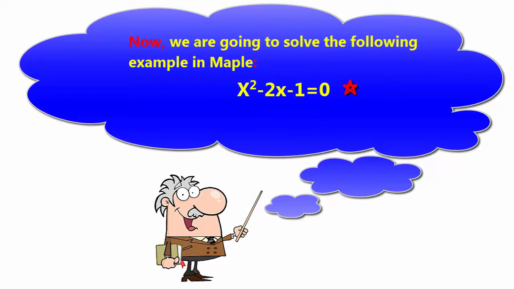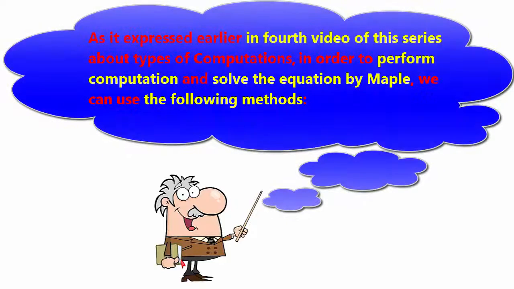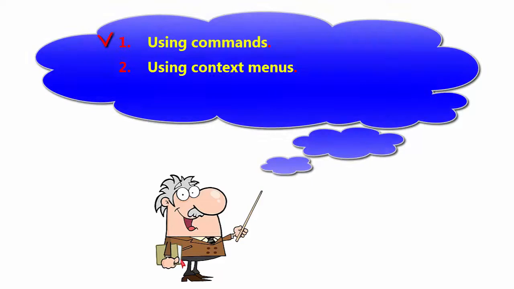x squared minus 2x minus 1 equals 0. As expressed earlier, in the 4th video of this series about types of computations, in order to perform computation and solve the equation by Maple, we will use the following methods. 1. Using commands. 2. Using context menus.